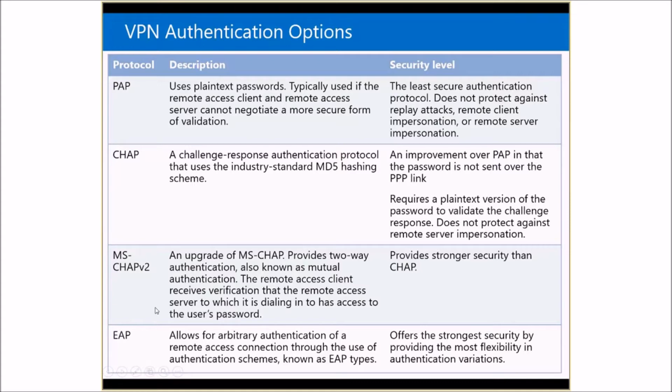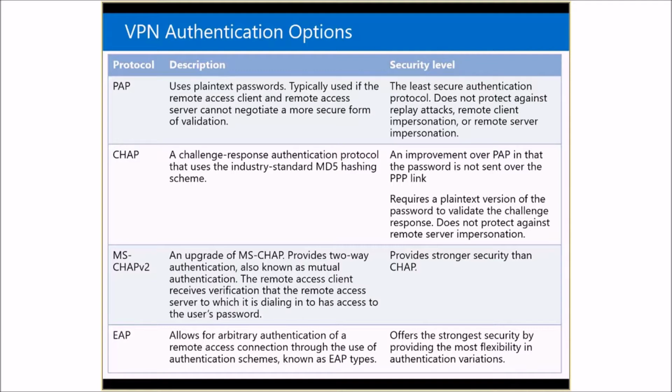MS-CHAP version 2. MS-CHAP obviously is Microsoft's version of CHAP, and it's the next level. It's an upgrade on MS-CHAP. It provides a two-way authentication. So basically that's mutual authentication, isn't it? You check who I am, I check who you are. So now we can't impersonate each other. It provides a two-way authentication. It's known as mutual authentication.